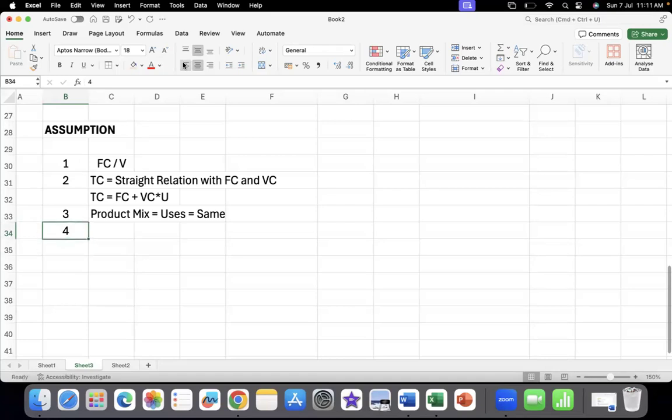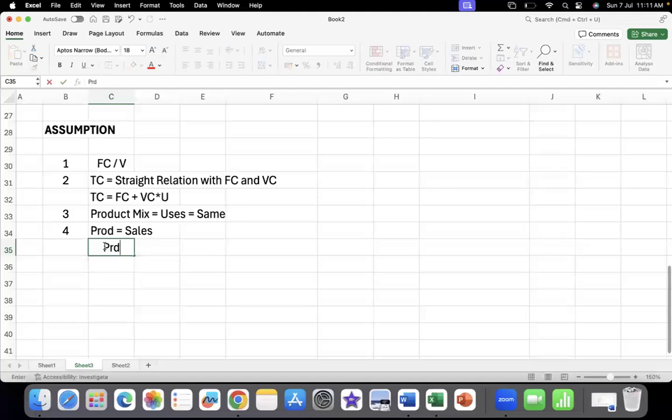Then there is another assumption which says production equals sales. Usually when you're doing an analysis, you always take that, because if production is not equal to sales, there is another concept which we need to discuss. So if production is not equal to sales, then constraint theory applies.